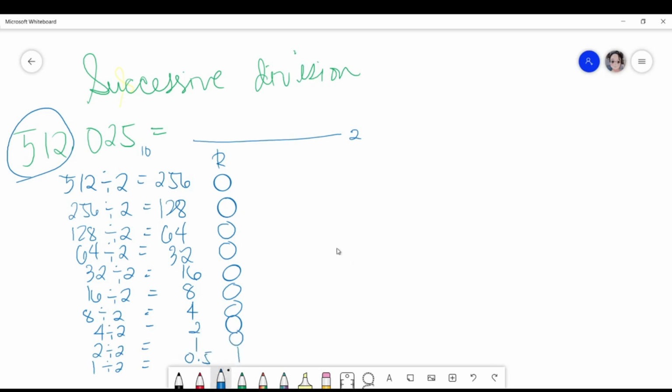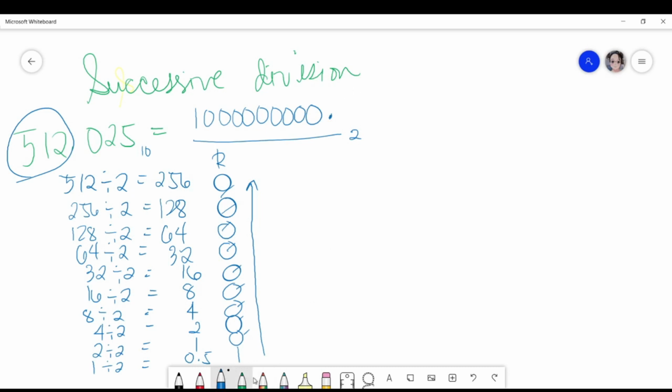Okay. So how do we read it in binary form? Upward. So the equivalent is 1 followed by zeros. Let's count the number of zeros: 1, 2, 3, 4, 5, 6, 7, 8, 9. So there are 9 zeros. Then the point, which we will do later on.